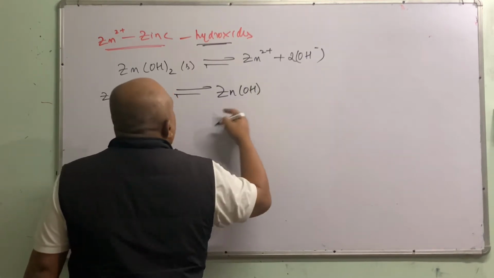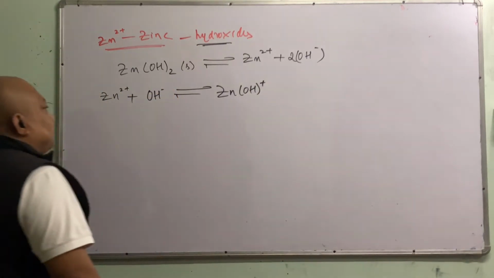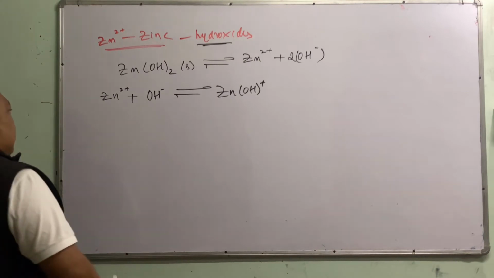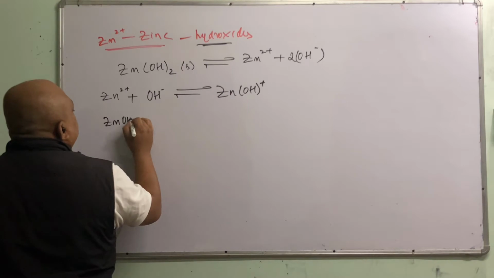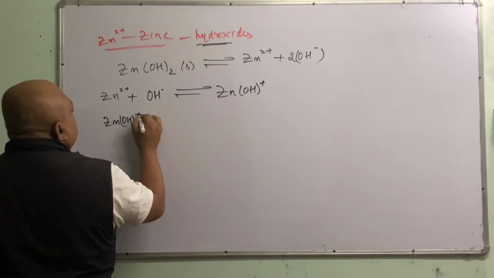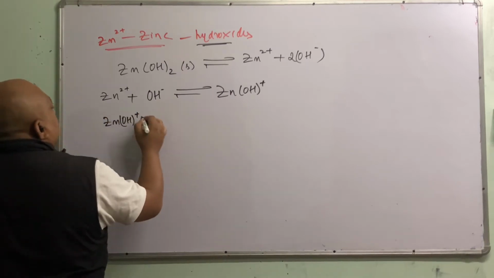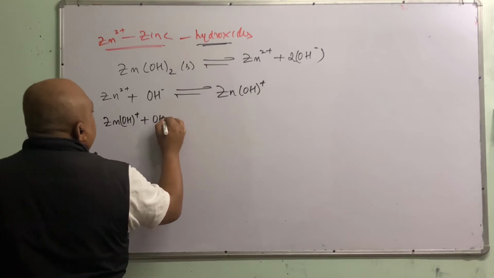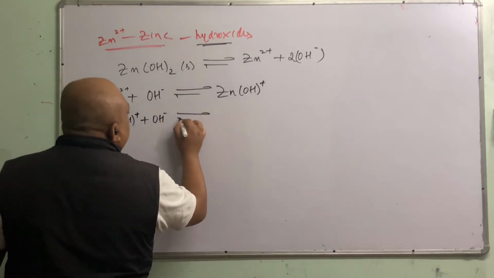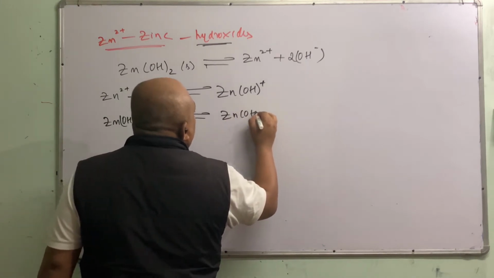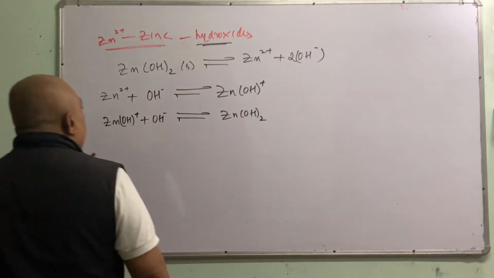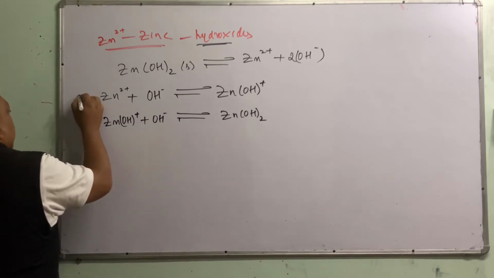ZnOH plus. And this ZnOH plus, with another hydroxide we keep on adding, we get Zn(OH)2. Okay, this is the number one equation.